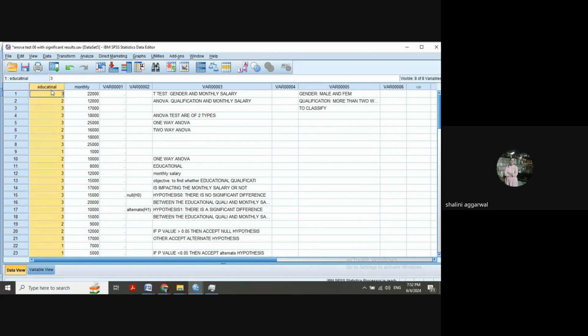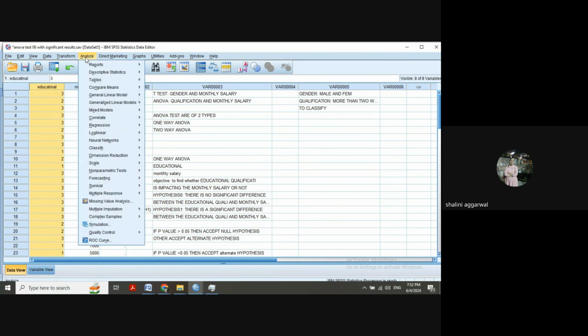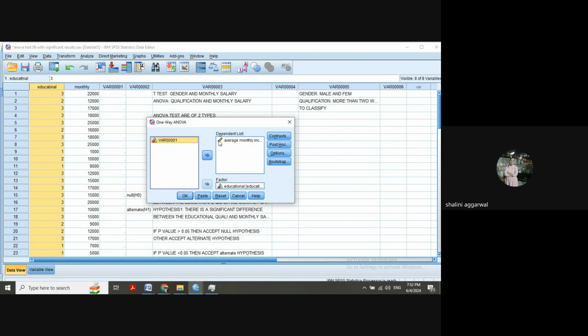Let's move to the ANOVA test. How do we do that? Go to analyze, compare means, and one-way ANOVA. Click onto this. Let me reset this once again. Dependent variable is our average monthly salary. Educational qualification is the factor. You will put it into the factor box, right?